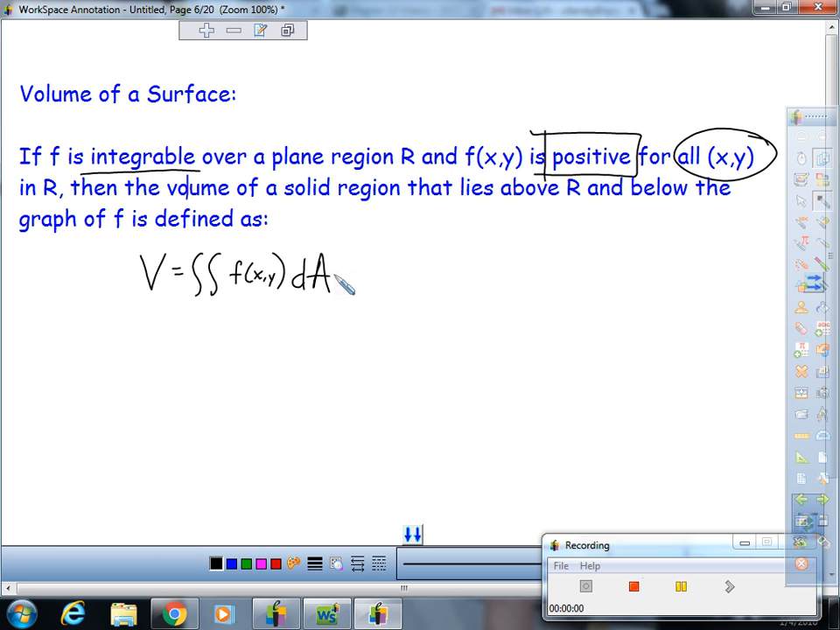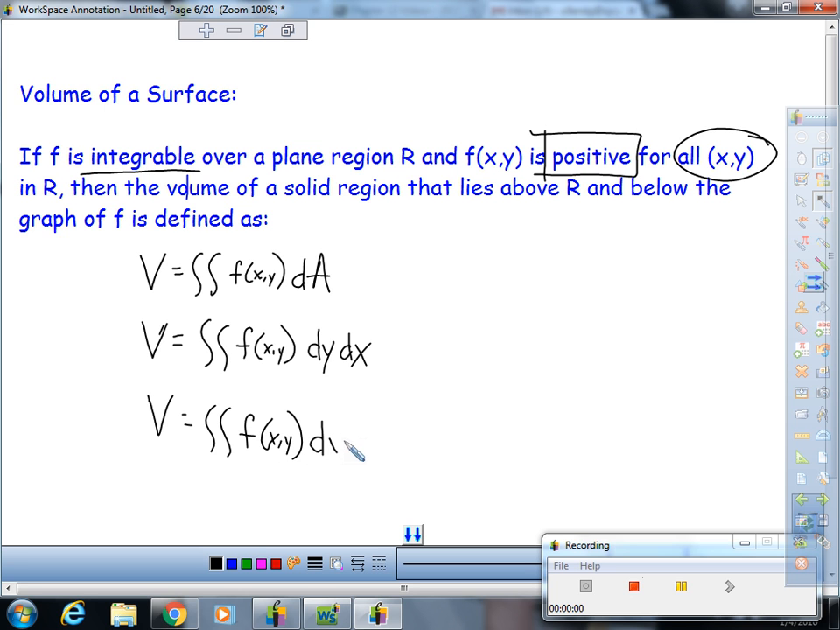dA. Now what's dA? Let's write it again in a different way. We could write dA as dy dx. If in the xy plane the object was vertically simple, then we would choose dy dx. If it was horizontally simple, it would be dx dy. So let's take an example of one that was horizontally simple.